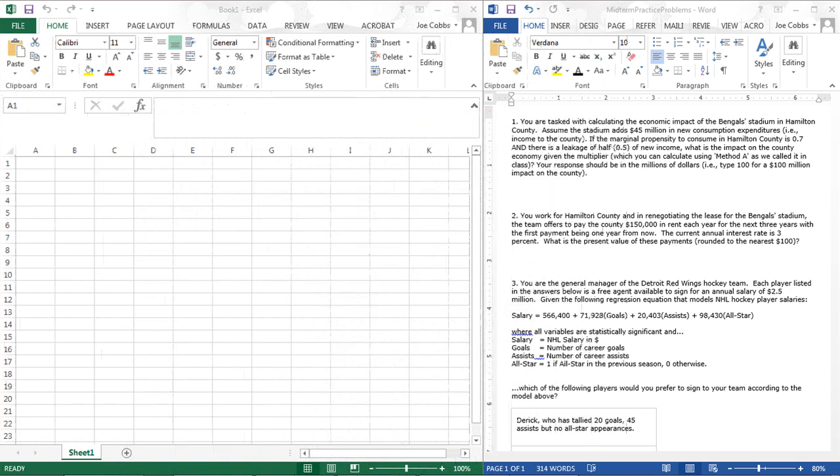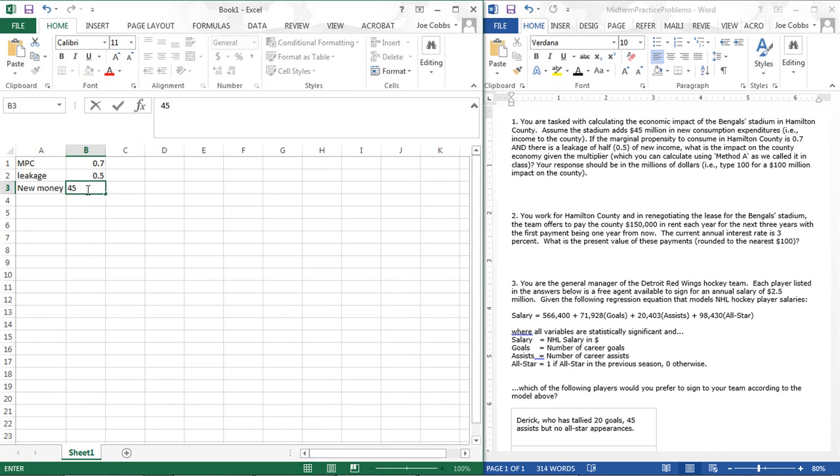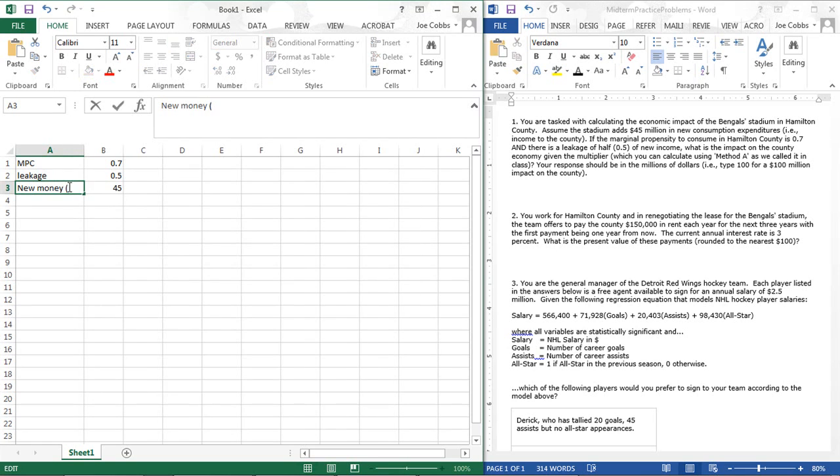Alright, so let's go back to our Excel spreadsheet. I would set this up something like this. Marginal propensity to consume, leakage, and what else do we have in here as well? Oh, new money. So that's the new money coming in. So in this problem, we have a marginal propensity to consume of 0.7. We have leakage of 0.5. And our new money was 45 million, and the answer was to be given in millions of dollars, so I'm just going to leave it at 45. If you really want to get technical, you can put in millions of dollars, like that.